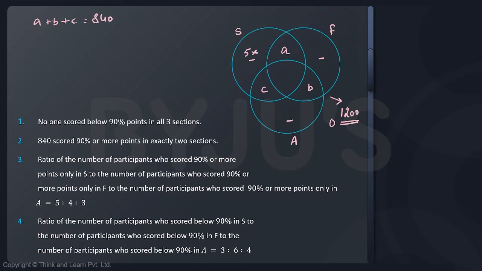Let's call this area 5x. So this area would be 4x and this area would be equal to 3x. Now there is only one area remaining. Let's call it D. What next?